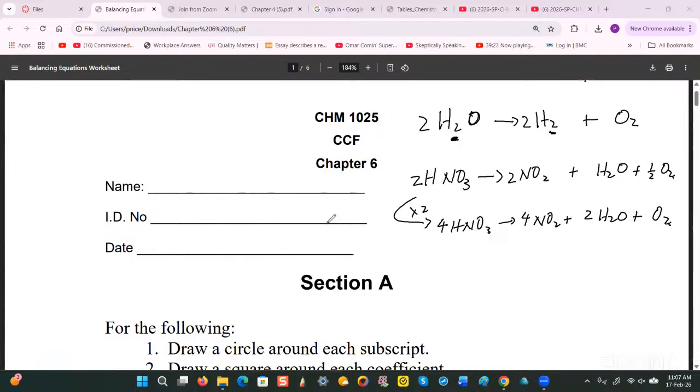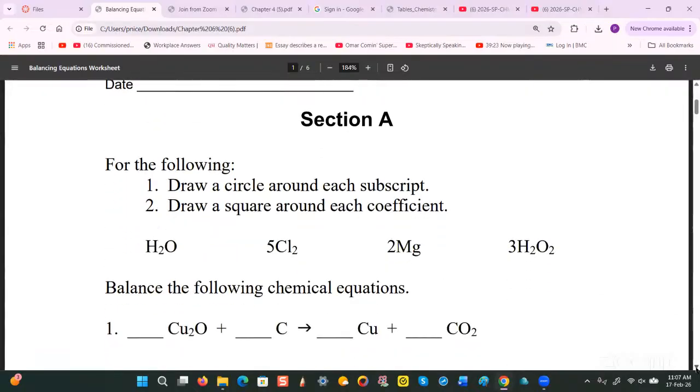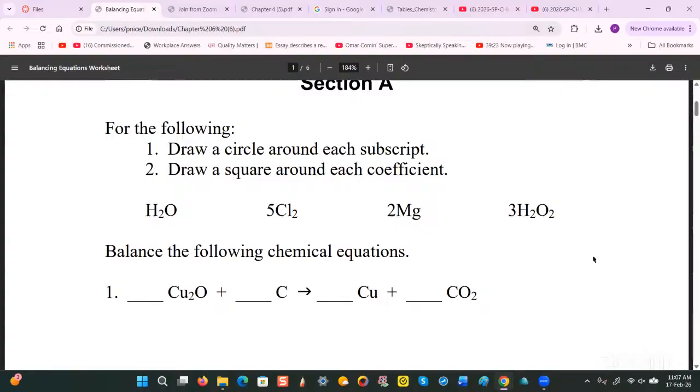Any questions? All right, so with that said, let me clear this and scroll down and let's see if we can answer the questions. Now, the first exercise says draw a circle around each subscript. The subscript would be the smaller number, which is immediately to the right of the symbol for an element, all right? That should not be confused with the coefficient, which is the larger number placed in front of the formula for a compound or a substance, right?